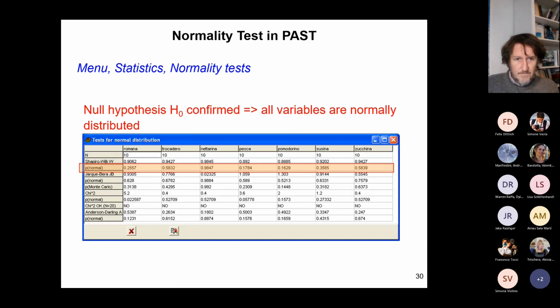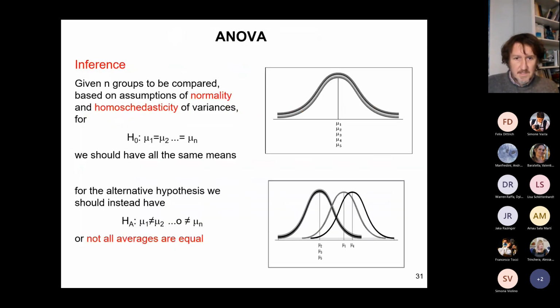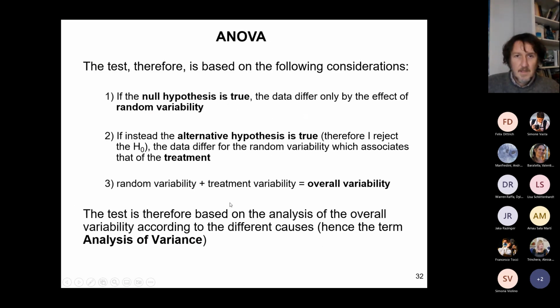Okay, we paste all of this. Normality test, we did this. So the inference: the null hypothesis is that all the means are similar. The alternative is that at least one of the distributions is different, has a mean not comparable, significantly different from the others.